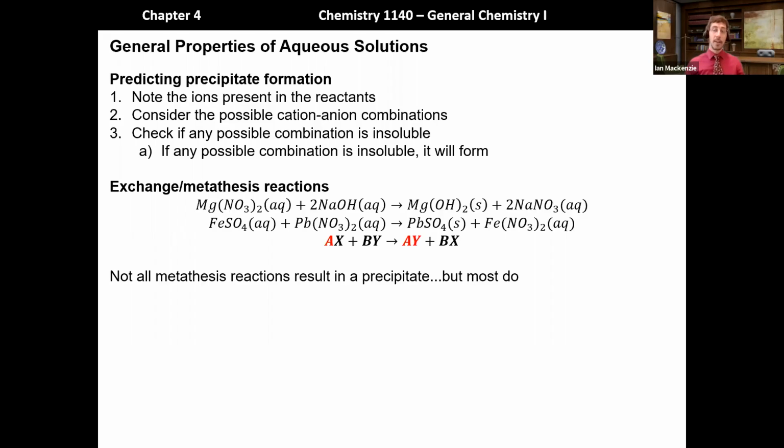Now, not all metathesis reactions result in a precipitate. Most do, and there's some reasons for that. So let's take this example here. Sodium chloride plus potassium iodide goes to sodium iodide and potassium chloride, if we wrote it in that way. If we wrote it in the normal metathesis or exchange form, we just took the iodide and the chloride and swapped them. But you notice I have an equilibrium arrow here. There's arrows pointing towards the products and then also towards reactants. Why is it that way?